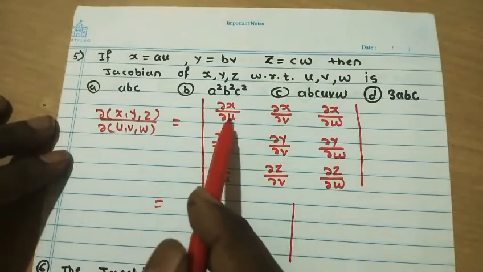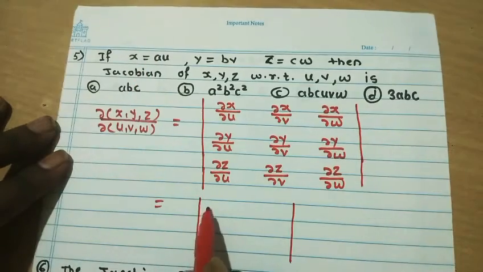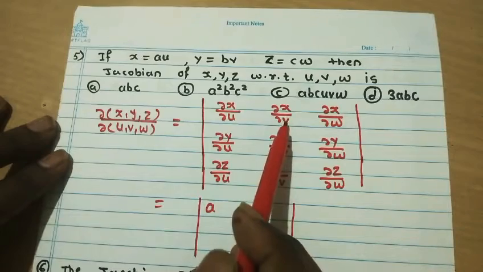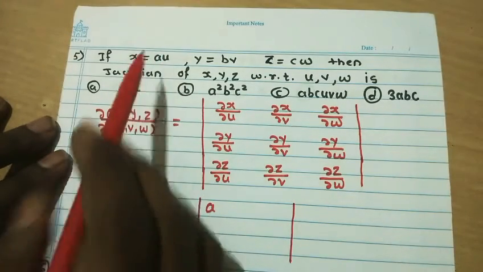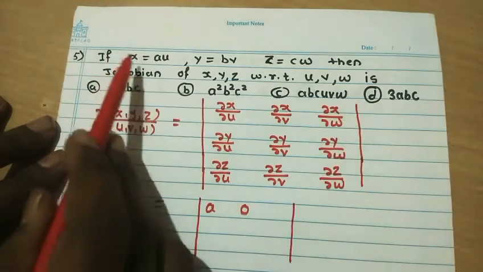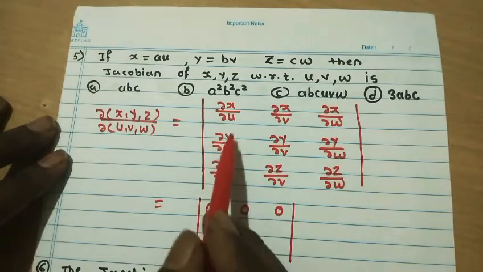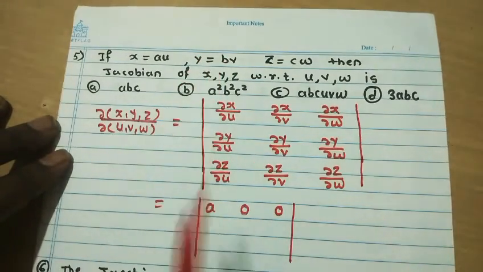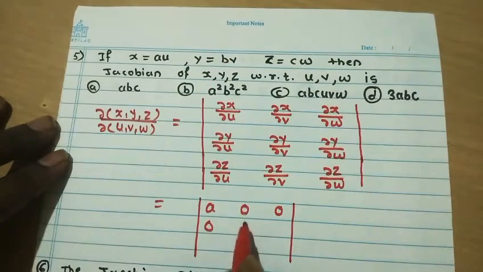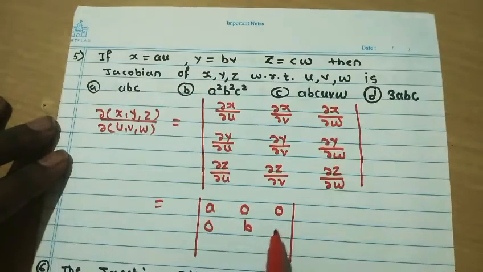So del x by del u, so differentiate x partially with respect to u, so you will get only a here. Then differentiate x with respect to v, so x with respect to v is 0 here. Then differentiate x with respect to w, obviously it is 0 again. In the next row, differentiate y with respect to u, so it is 0. Differentiate y with respect to v, so you will get b. Differentiate y with respect to w, so obviously it is 0.